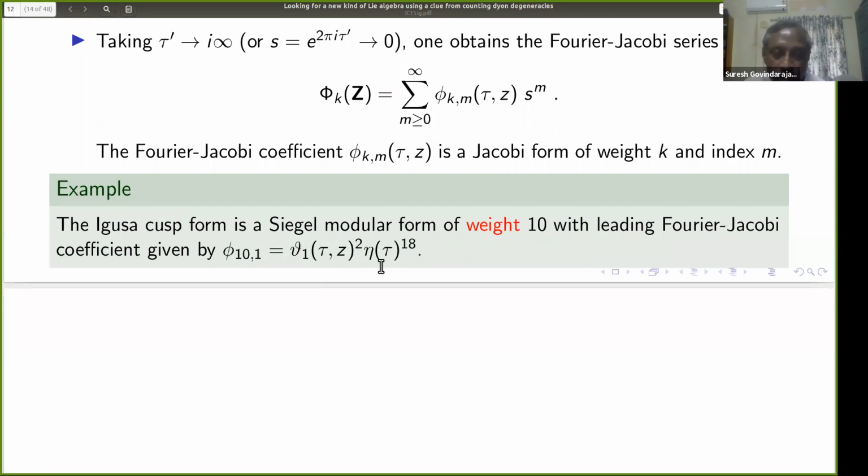So you can go back and check that in terms of weights, theta 1 has weight half, eta also has half, so this becomes half into 20, which is 10. Index comes only from the theta, since eta doesn't have a Z dependence. Theta 1 has index half and it is squared, so 2 times half is one. And there's a mathematical construction called the additive lift, which says that if you know this, then you can write the whole thing.